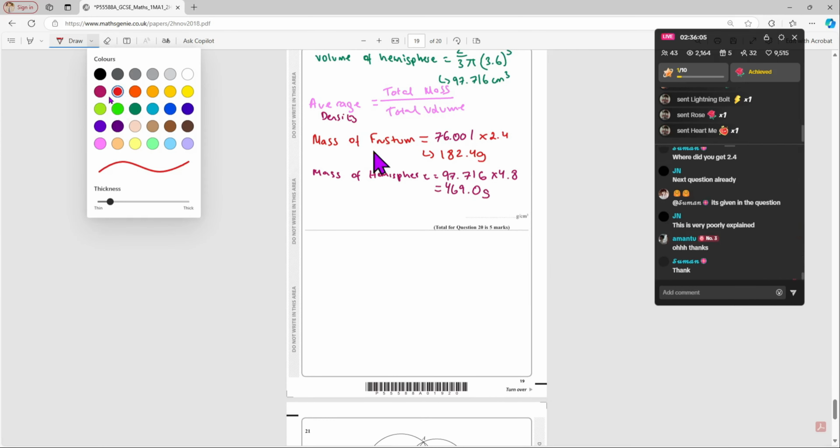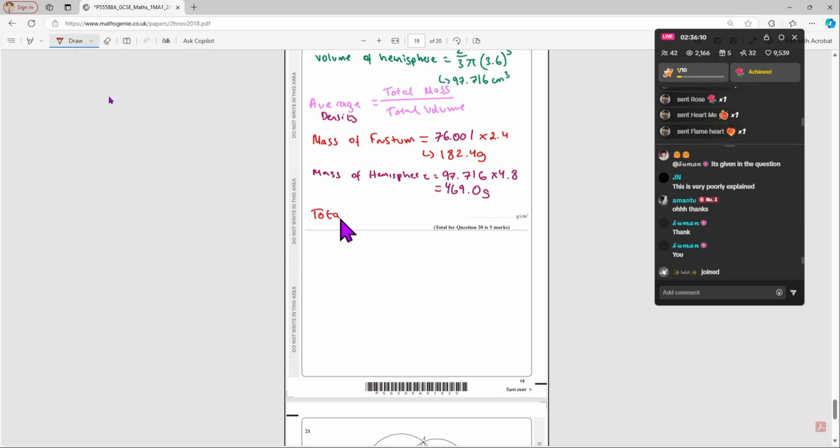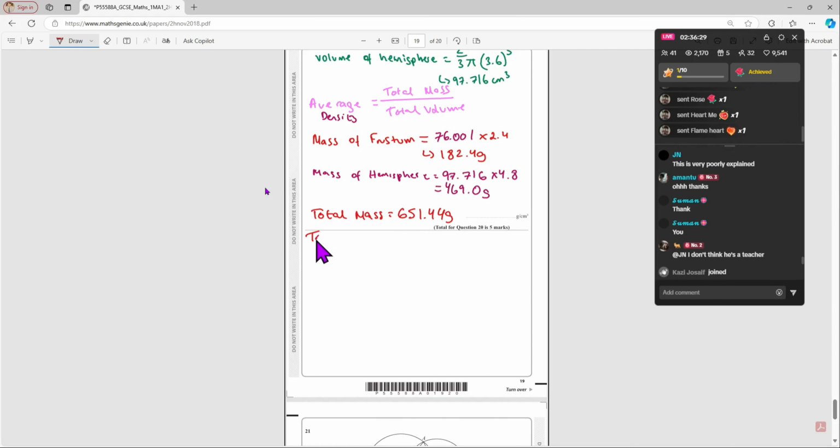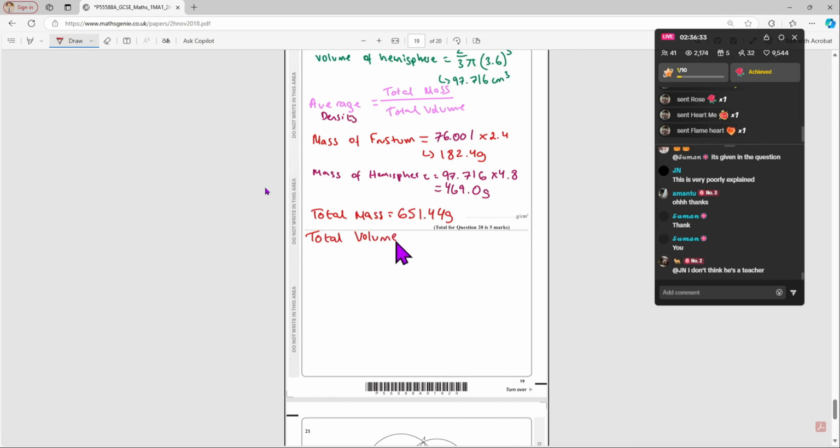So, to work out our total mass of our shape, it's just going to be 469.0 plus 182.4, which is equal to 651.44 grams. And then our total volume, we can add the total volume up. It is equal to 173.72 centimeter cubed.